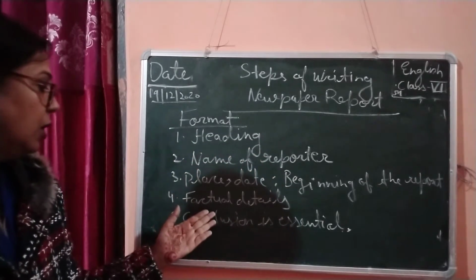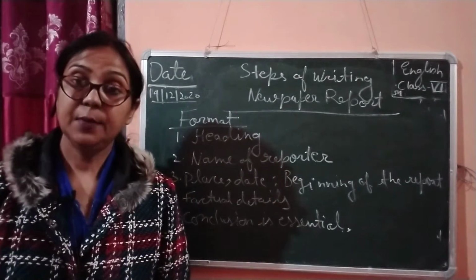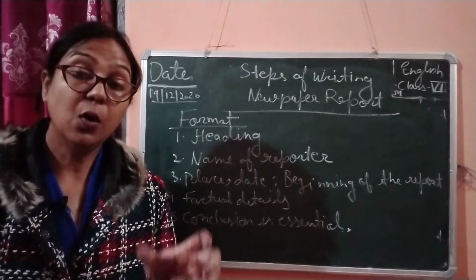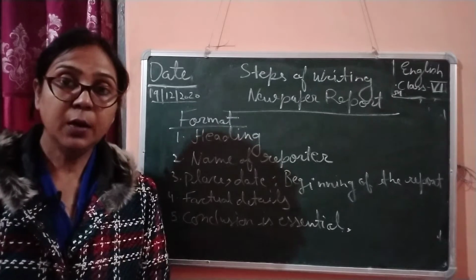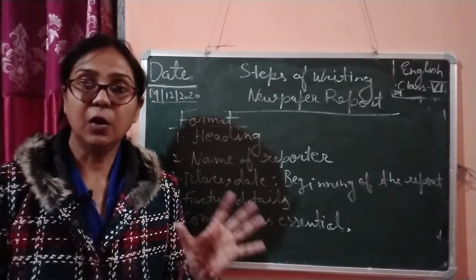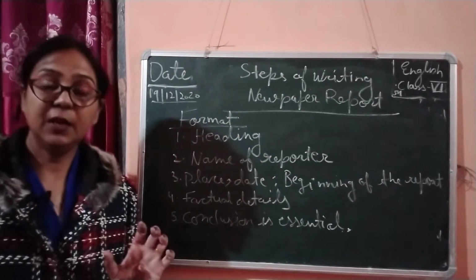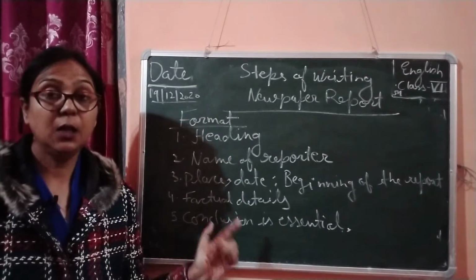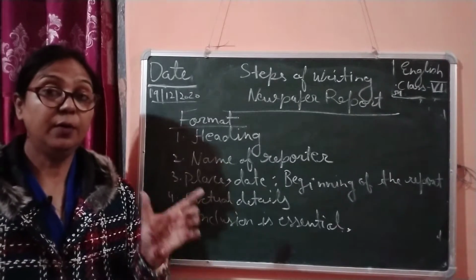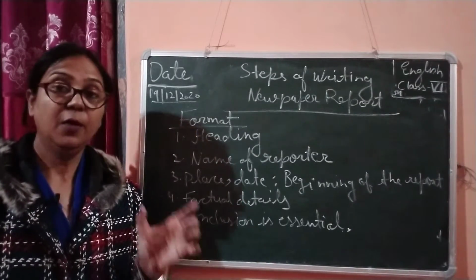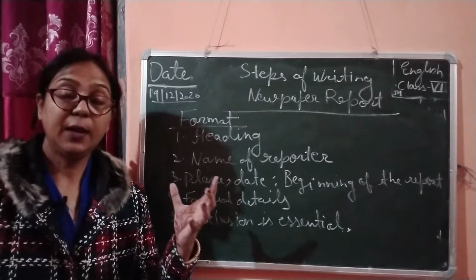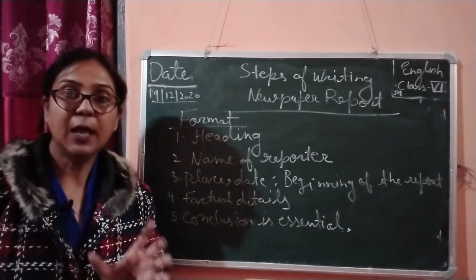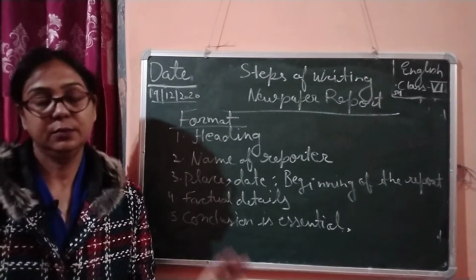And now factual details. It means your details, your information must be based on facts, not on any created or false story. So always be very particular whenever you are writing a newspaper report. So you should write facts. Facts means what happened exactly, you just put it in your own words and then write it down.